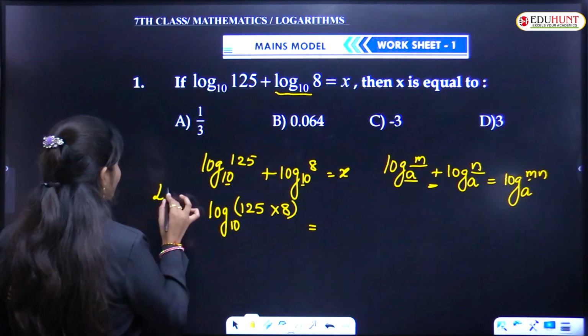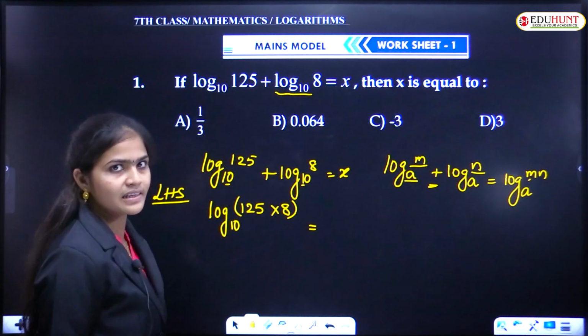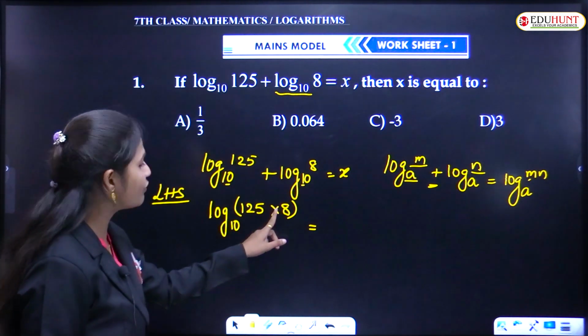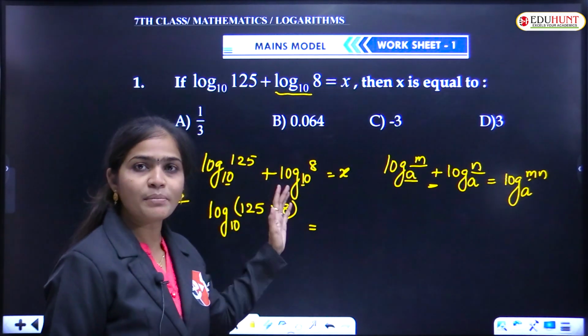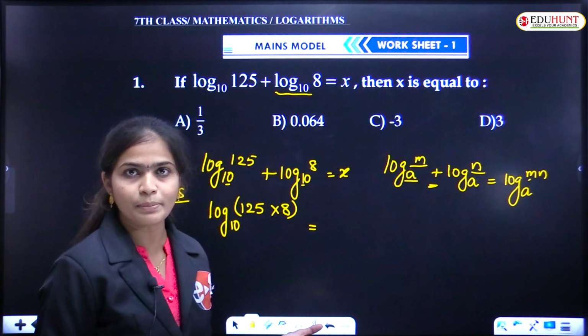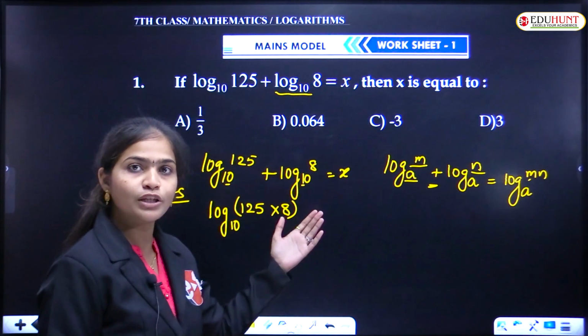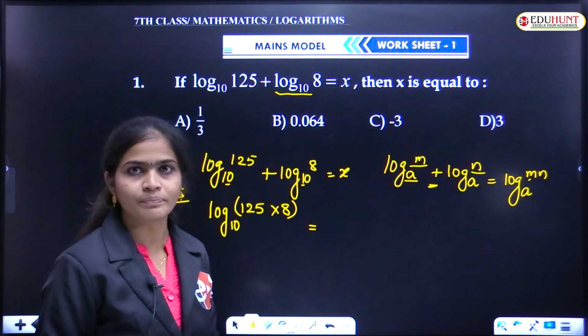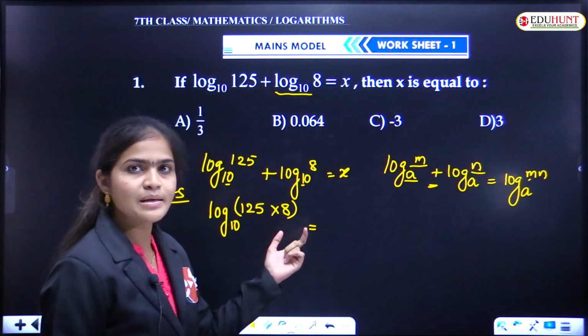We are going to take this as the LHS only. So by using this we can say 125 into 8. After multiplication we will get a number, and to that number again we have to do prime factorization, then convert using another law. It takes more time, so I will tell you a simplification method.